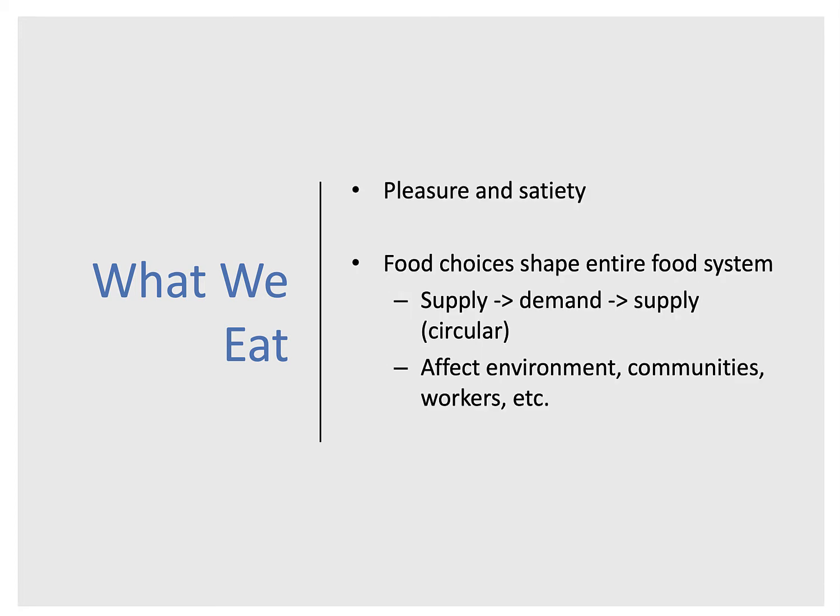Certainly we eat something for pleasure and satiety, but the food choices shape the entire food system from the supply to the demand to the supply. It's circular. With all the computers now, as soon as you order something, something is tripped somewhere about, oh, we need another bunch of bananas, or we need another something. And that impacts what people buy, or if a grocery store has too much of something, it goes on sale to try to get rid of it. And then that affects the environment, communities, workers. It's all interconnected, what and why and how we eat.